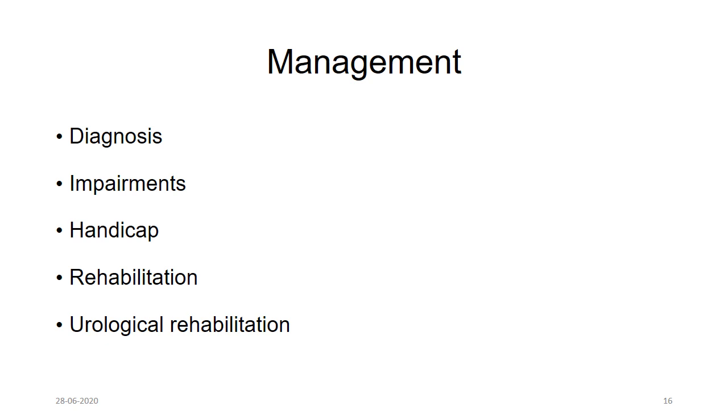Now moving to management. From the history and physical examination, we can have an anatomical diagnosis and a pathological diagnosis of the spinal cord injury. From this, we can identify the impairments. We can determine the impairments and disabilities the patient is having. So we can plan rehabilitation goals as immediate goals, intermediate goals, and long-term goals. From here onwards, we will be focusing on urological rehabilitation.